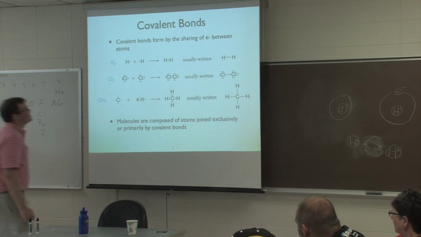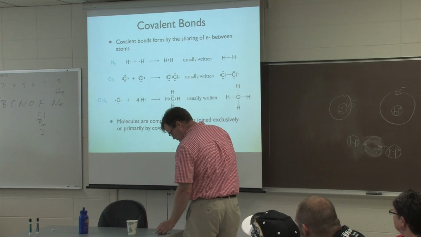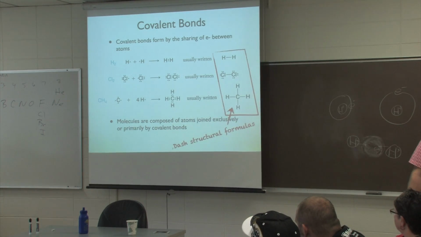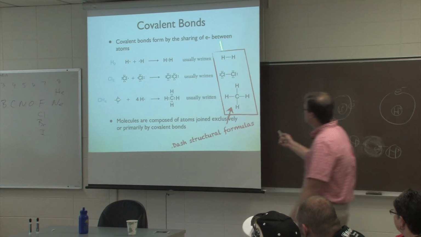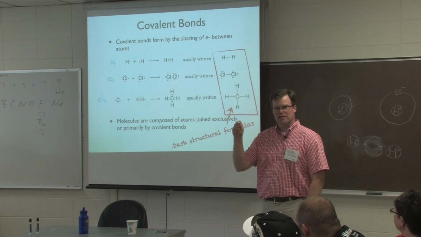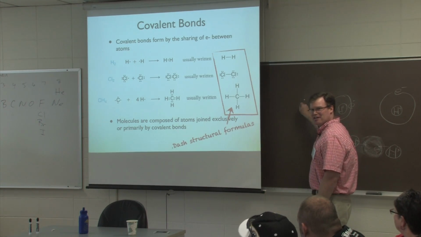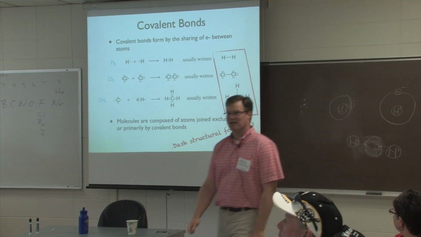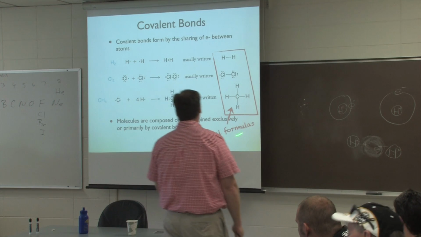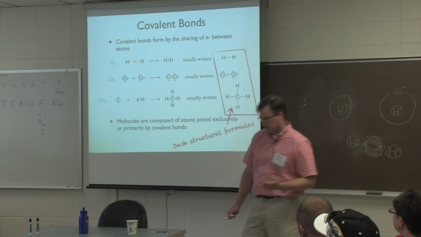All right, so that sounds pretty simple so far, right? These are going to be called dash structural formulas, because we use dashes to represent these electrons. It's really a pain just drawing these dots all the time. It sort of relieves a lot of stress if you can hit a chalkboard every once in a while, but in practice it gets to be a little distracting. So we use these dash structural formulas to draw these molecules a little quicker.